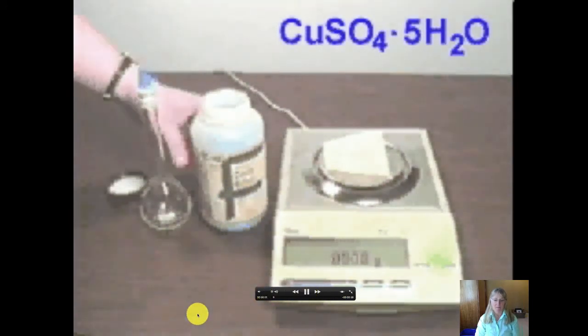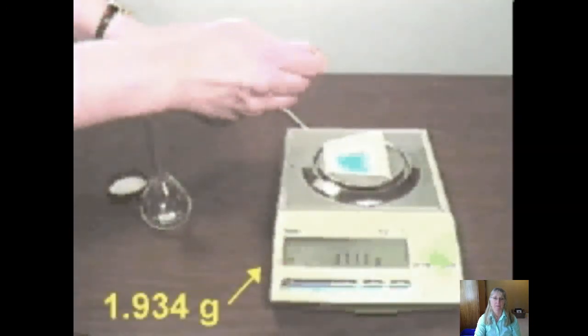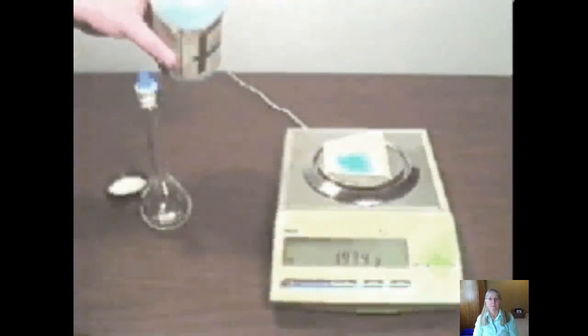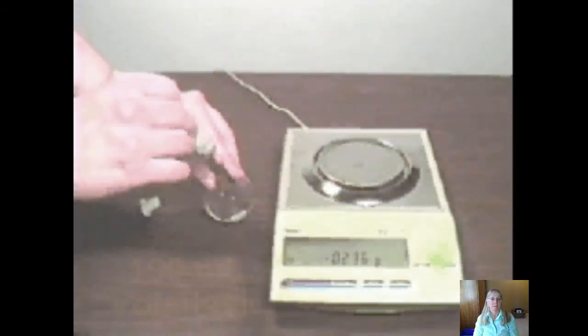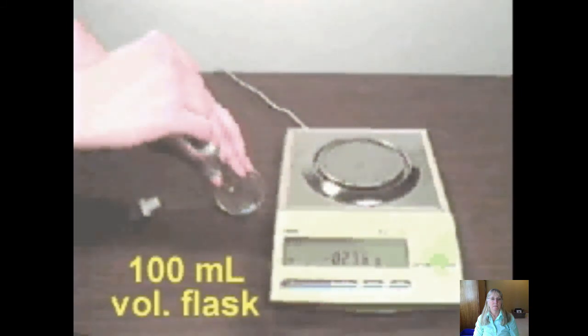Copper(II) sulfate pentahydrate is added to the balance. The mass of 1.934 grams is noted for future use. The copper sulfate is then carefully added to the 100 milliliter volumetric flask.